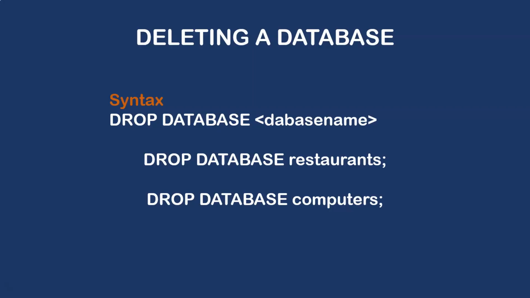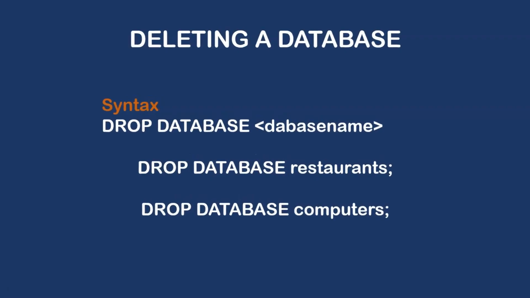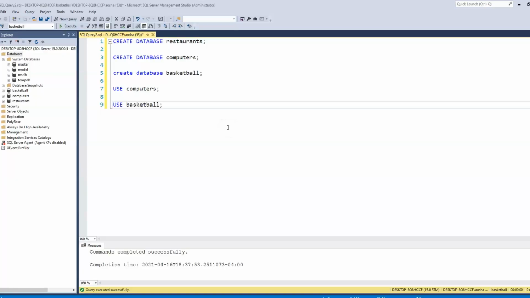So far, we know how to create a database. We know how to select a specific database to work with. What if we choose to delete a database? The syntax to delete a database is we use the keywords drop database followed by the name of the database. If we want to drop or delete the restaurants database, all we need to do is type drop database followed by restaurants. The same way, drop database followed by computers. Assuming we want to drop the basketball database, going by the syntax, all we need to do is type drop database followed by the name of the database, which is basketball.